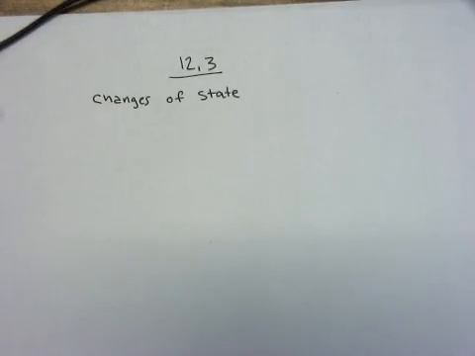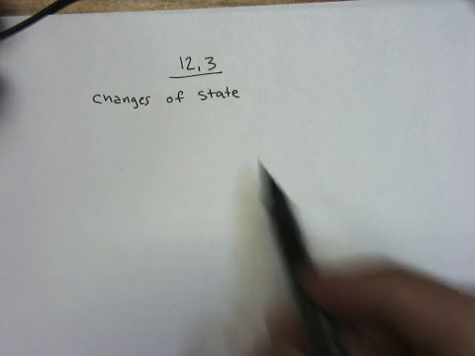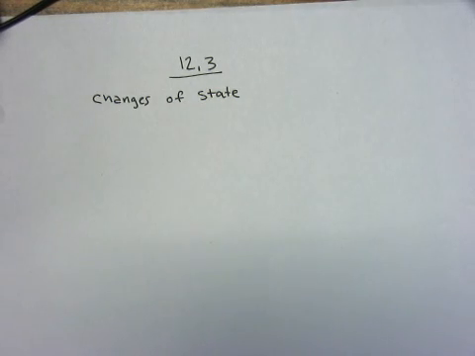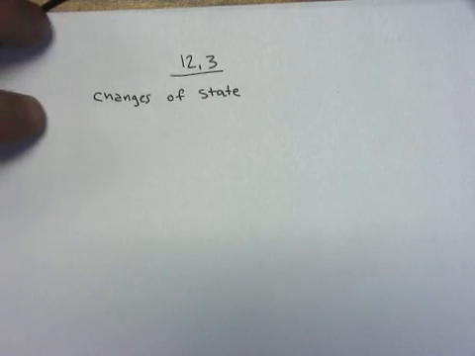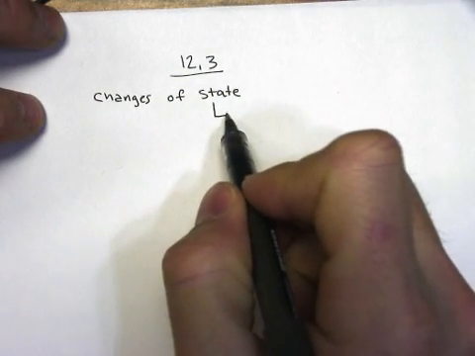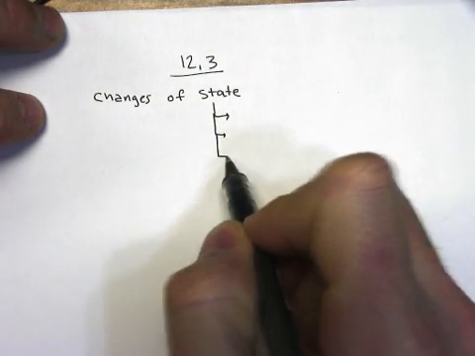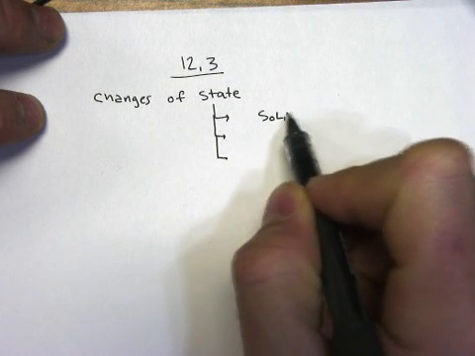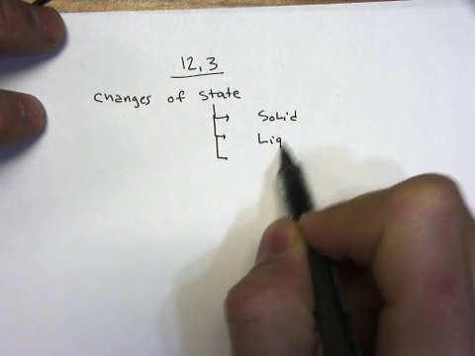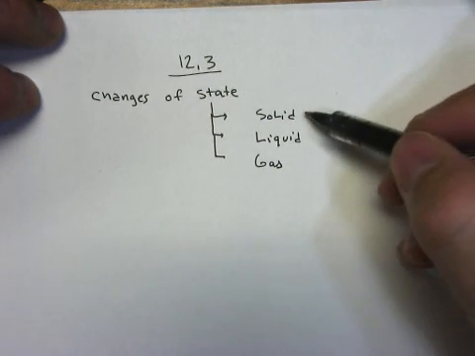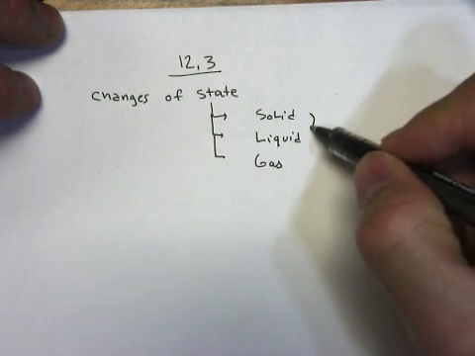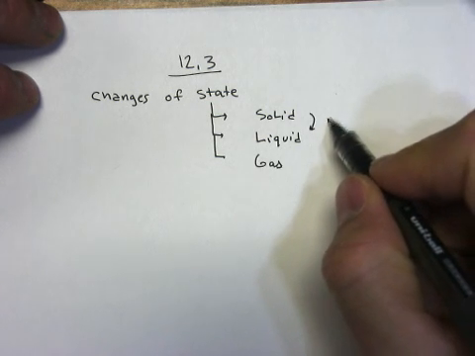Alright, what we're going to be talking about today is changes of state and how to calculate how much heat it takes to change the state of an object. And by state, I mean one of three things: solid, liquid, and gas. So if you want to go from a solid to liquid, going this way, that's called melting.